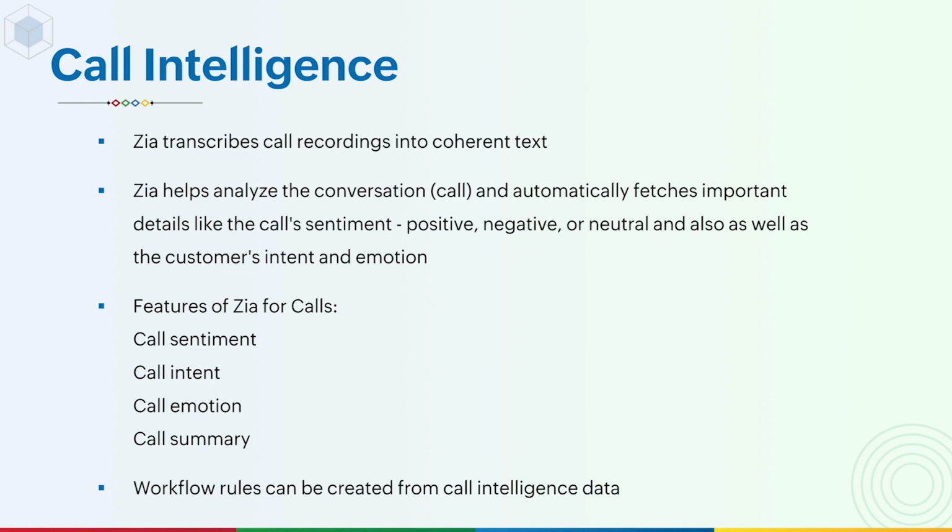Zia's call intelligence is similar to email intelligence. Call sentiment. Here, Zia categorizes the call activity as positive, negative, or neutral. Positive call sentiment. Calls with a happy tone are categorized as positive. Negative call sentiment. When and if the tone of the call shows unhappiness, it's categorized as negative. Neutral call sentiment. Calls that have characteristics of both positive and negative sentiments are categorized as neutral.